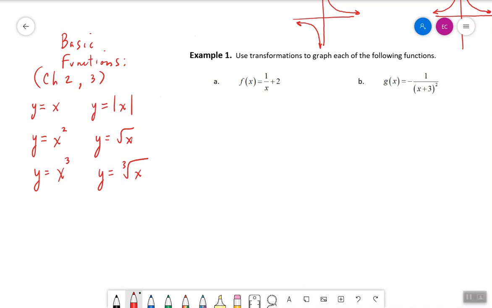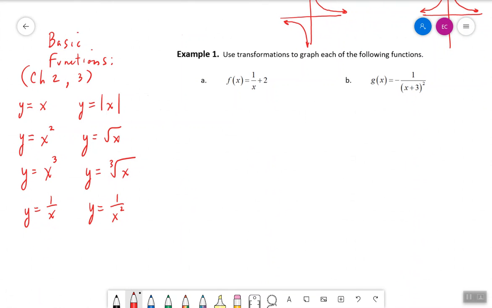I believe it was section 2.6. And so now we have 2 more to add to this list. We have y equals 1 over x and y equals 1 over x squared. We're actually going to get a few more basic functions in chapter 4. So that's an important theme throughout the course.